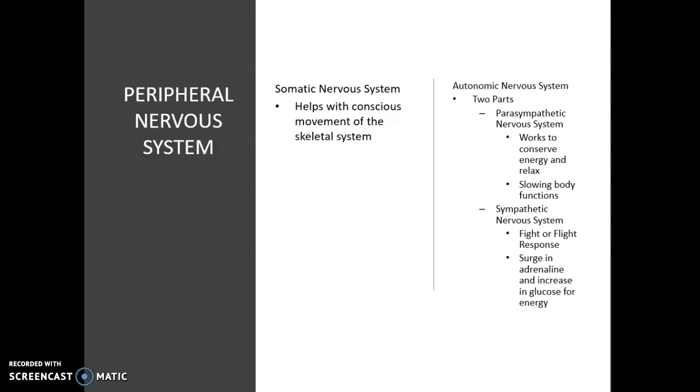Parasympathetic works to conserve energy and relax, slows body functions, so it's the calming down part of us. And the sympathetic is your fight or flight response. It's the one when something traumatic or stressful happens and your body responds, the adrenaline rush. In nursing, if you get a code or something, that's the fight or flight. With sympathetic, there's an adrenaline rush and also increase in glucose to give you energy to deal with the current situation.